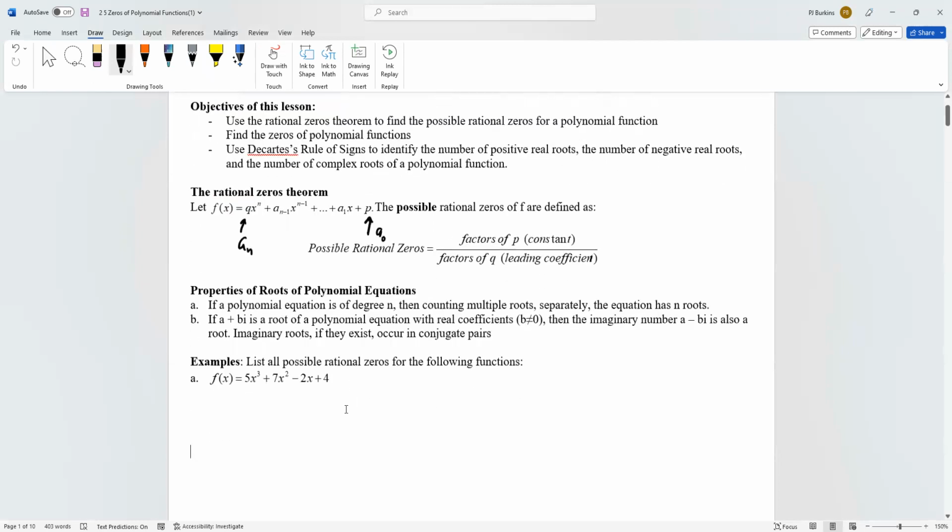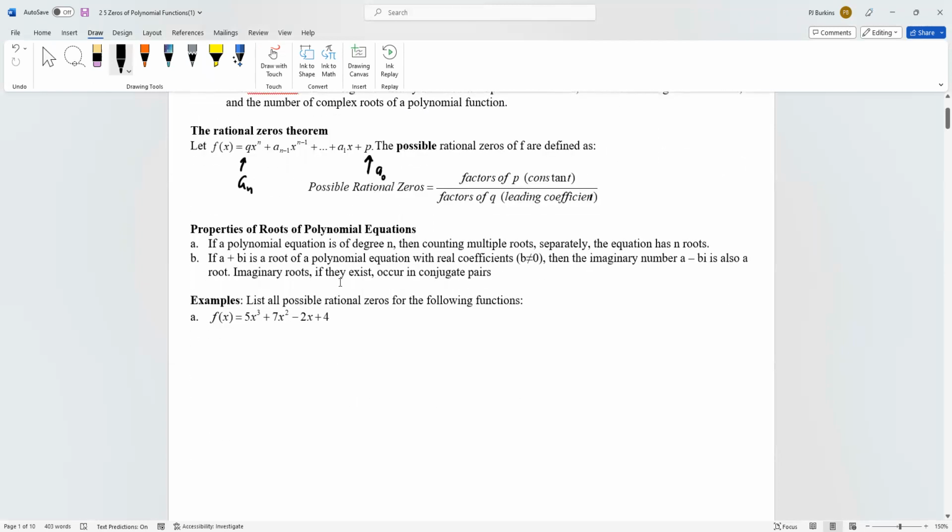Things that we'll use a little bit later are these properties here for the roots. The first states that if we have a degree n, remember that the highest power on the variable gives us the degree, then if we consider multiplicity for roots as being separate solutions, the equation has exactly n roots. So for instance, if it was x to the 5th power, that has 5 roots. They could all be 0, right? It could be 0 with multiplicity 5, but there's 5 roots.